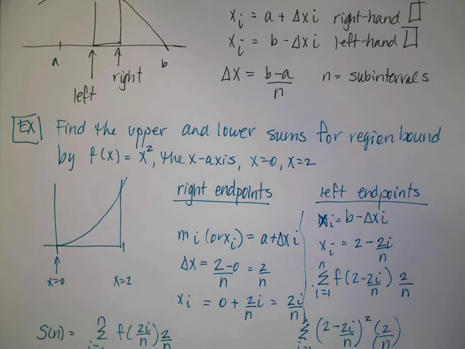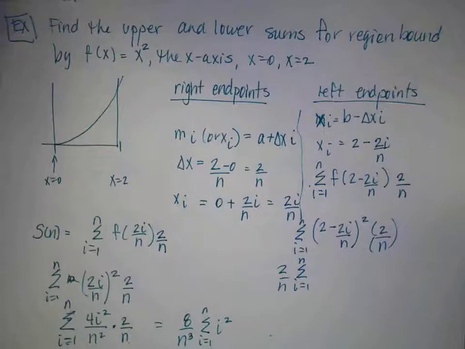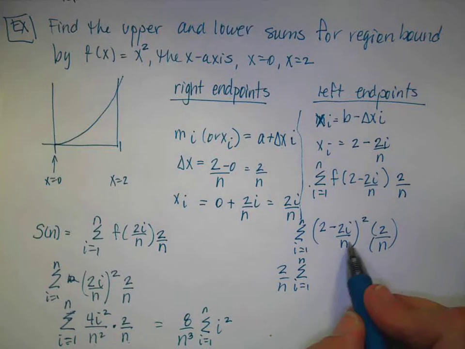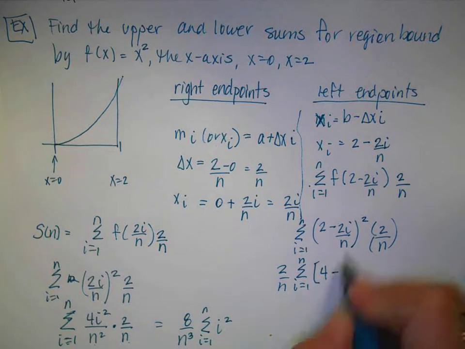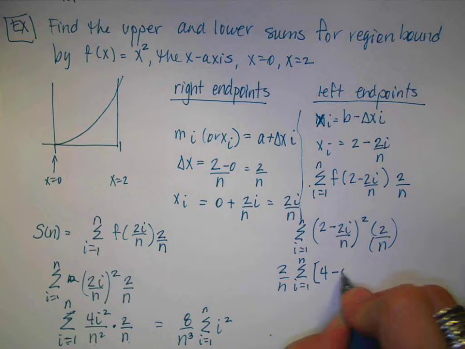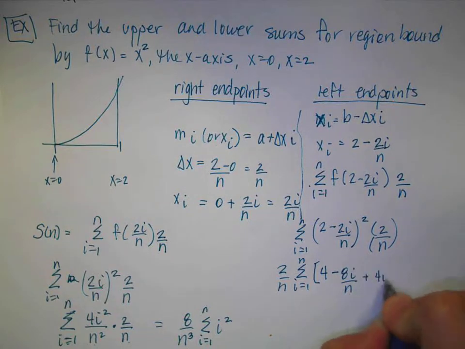Before I expand, I'm going to pull the 2 over n out front, and here's my summation, i equals 1 to n. Oops, sorry, you can't see it. Okay? And then I would do this math. If I do that, I'm going to get 4 minus, 4 times 2 is, minus 8i over n plus 4i squared over n squared.